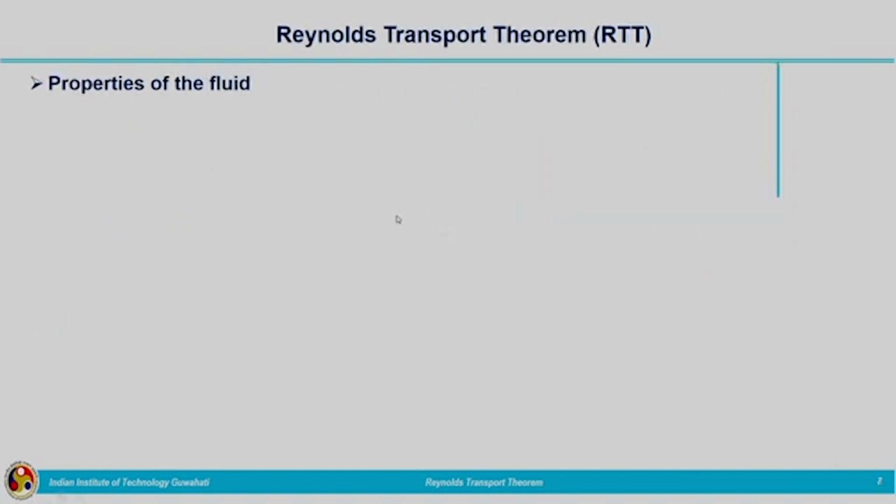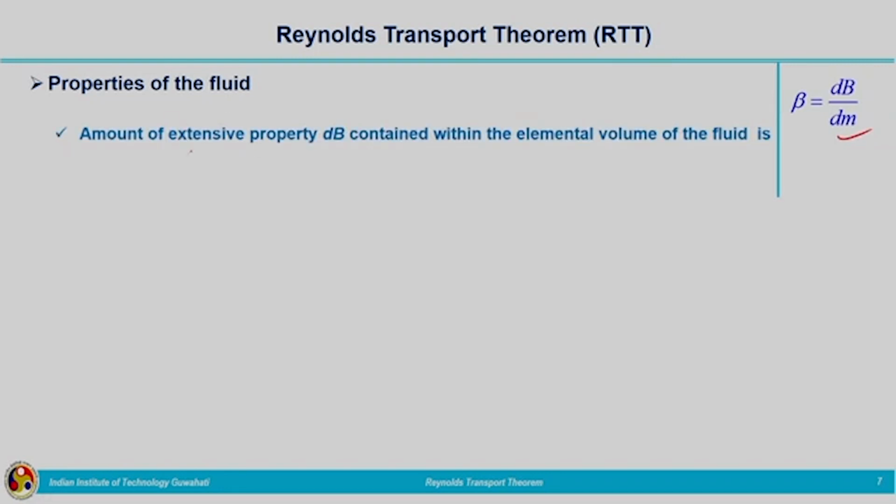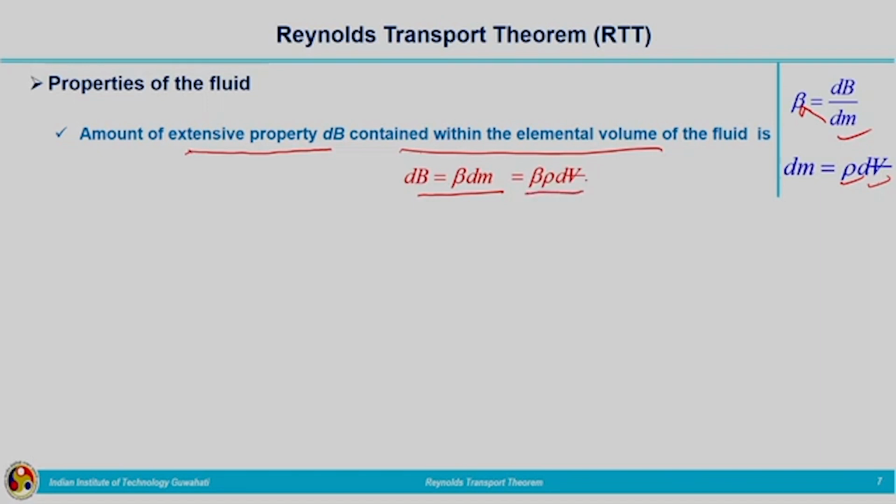Now coming to the fluid properties, that is the extensive and intensive properties, we know the relationship between them, that is beta, the extensive property per unit mass, that is dB by dm. Now what are we going to do? We can write the expression for the amount of extensive property dB contained within the elemental volume of fluid. So dB is equal to beta dm. dB is the amount of extensive property contained within the elemental volume dV which we have considered. So dB is given by beta multiplied by dm. Now what is dm? We know the density and we are considering a volume dV, so dm is rho dV. We can substitute that here: dB is equal to beta rho dV.